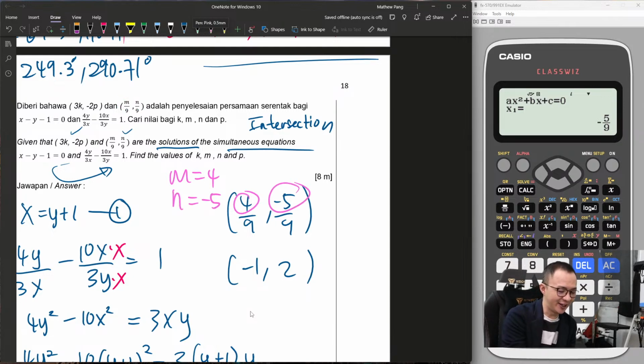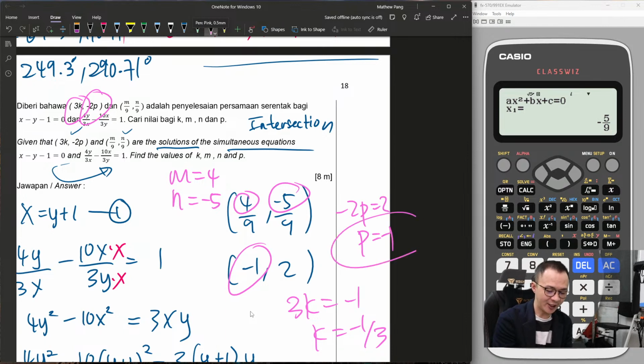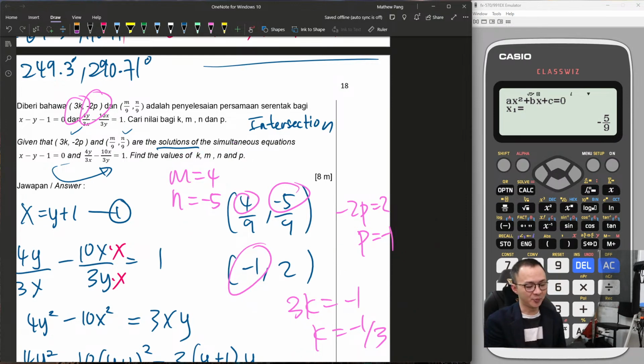And then for another solution, 3k should equal negative 1. K is negative 1 over 3. Then negative 2p is 2. P is negative 1. Okay, so I got all the m, n, p, k. Not too bad. The only challenging part for this one is you need to find the equation.